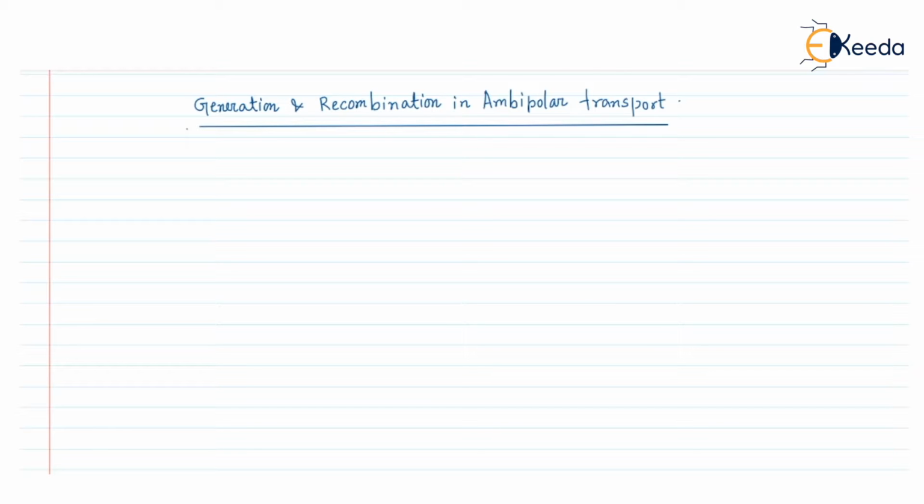And we also know the electron recombination rate. If we denote Rn as the electron recombination rate and Rp as the hole recombination rate, then we know from semiconductors that the recombination rate of the electron, Rn, will be equal to Rp.